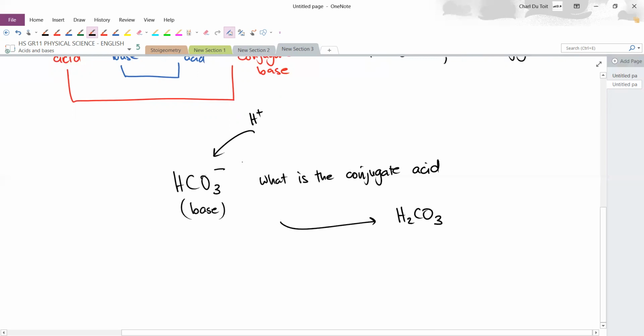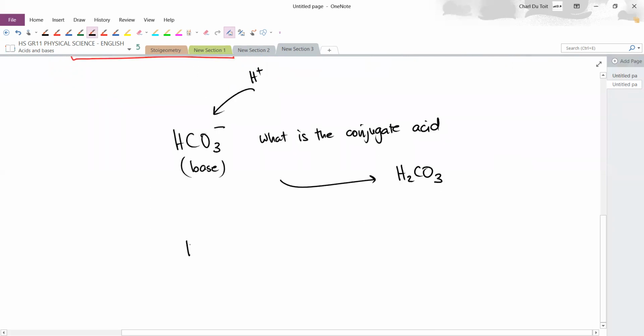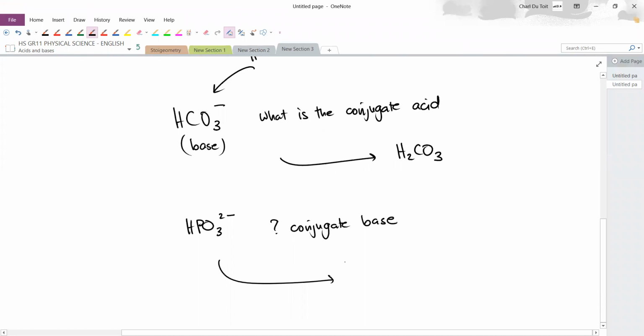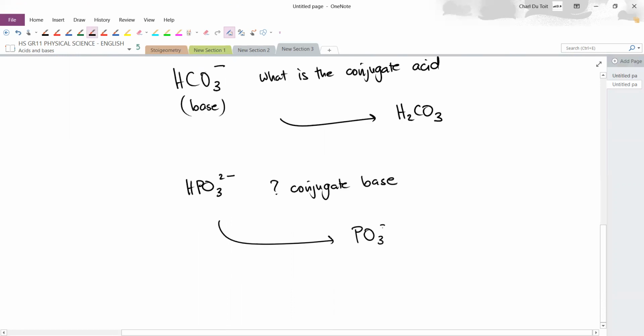If they ask the following, HPO3 2 minus, and they ask, what is the conjugate base? Then we just take out the H, then it'll be HPO3 negative. Think again. You take out the hydrogen, so it becomes PO3 2 minus and another minus, which is 3 minus.